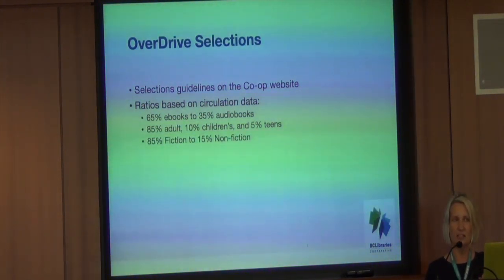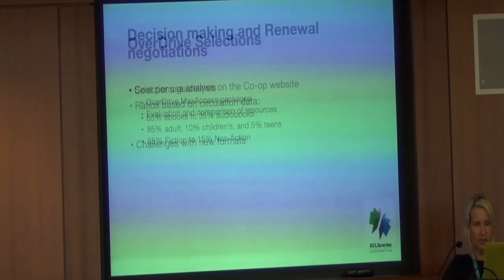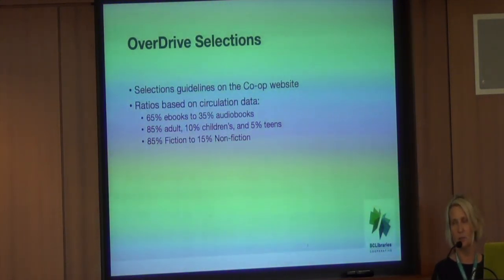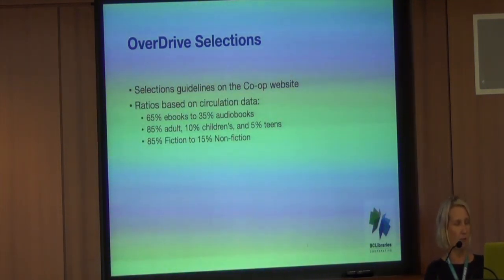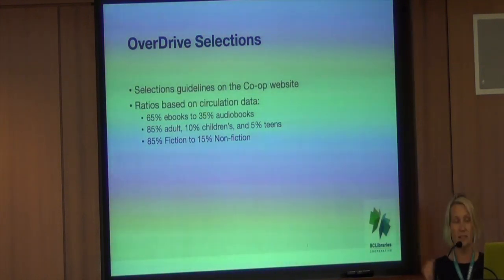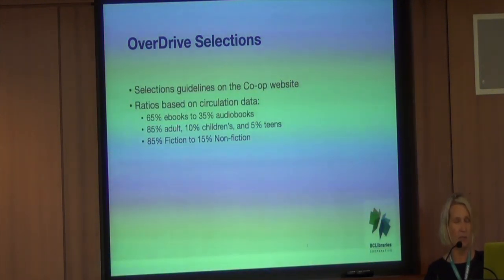If you have a chance to look at the selections guidelines, they're on the co-op website. And there's all sorts of interesting info in there, including the ratios of what we purchase. So all of these ratios are based on CERC data. So we ran a number of circulation reports to come up with the following ratios for format, audience, and fiction to nonfiction. And I won't read them, so all of those are based on what is actually happening to our collection. And of course, we revisit the numbers from time to time to make sure that's still accurate.